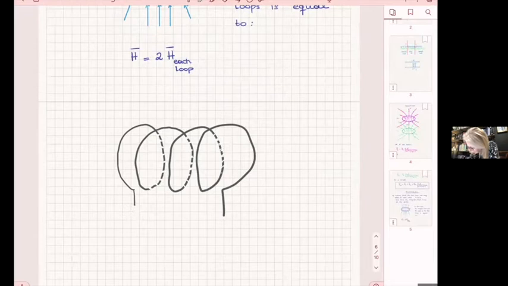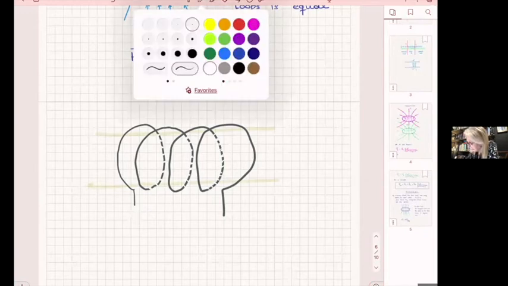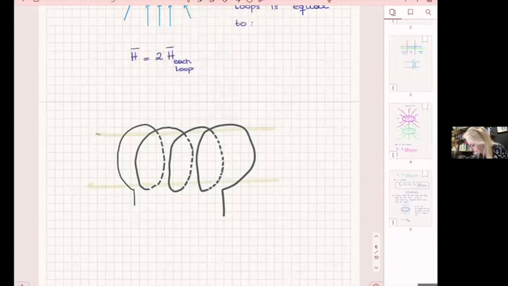And practically a lot of times in coils, they put them around a bar that looks like this, just to hold them in position. Or you can say it's like that, the bar.